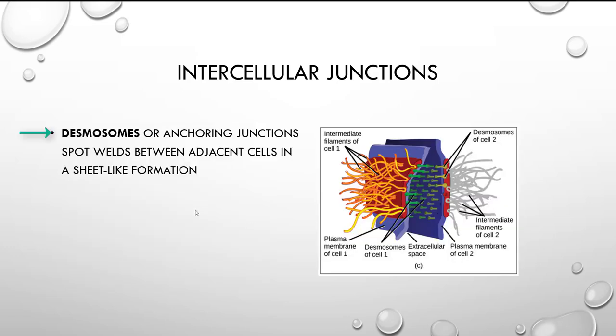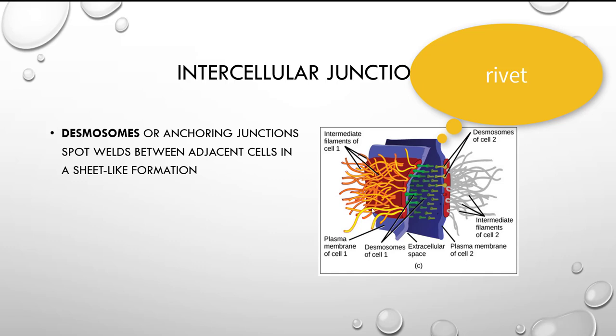And then we have the desmosomes. So desmosomes are also known as anchoring junctions. And an anchoring junction, think of like a welding, or, I don't know, I'm not into home fixing projects, but like a rivet. They are very strong. So a desmosome is going to anchor, or really hold, the two cells together very strongly. Okay, so it's an anchoring junction.